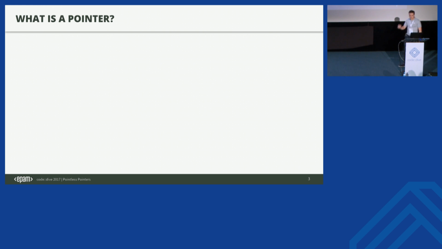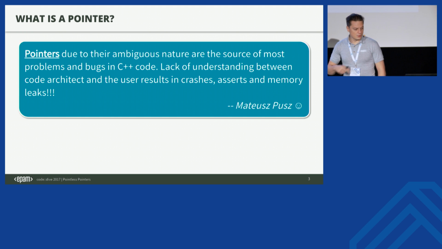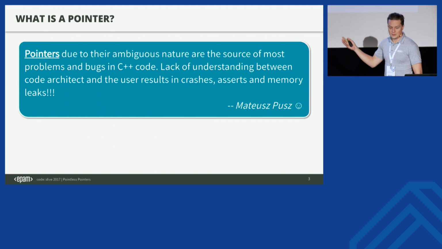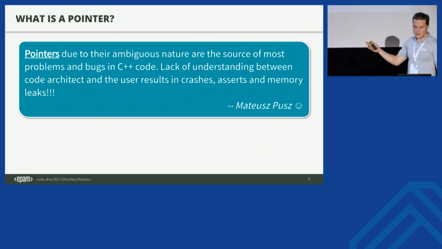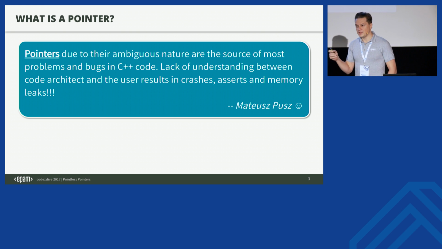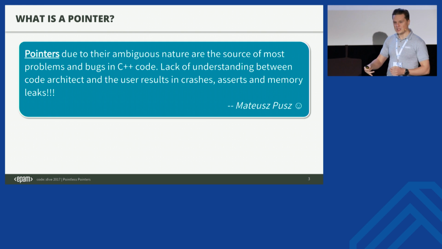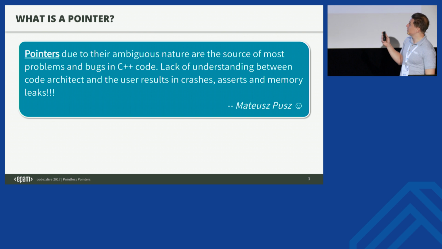My definition is a bit different. Pointers, due to their ambiguous nature that we will learn about in a few slides, are the source of most problems we see in our C++ code. Lack of understanding between the designer of the interface, who provided the function, and the users, who cannot interpret the intent of the author, led to many different problems. Those problems can be crashes, asserts, memory leaks, and others.